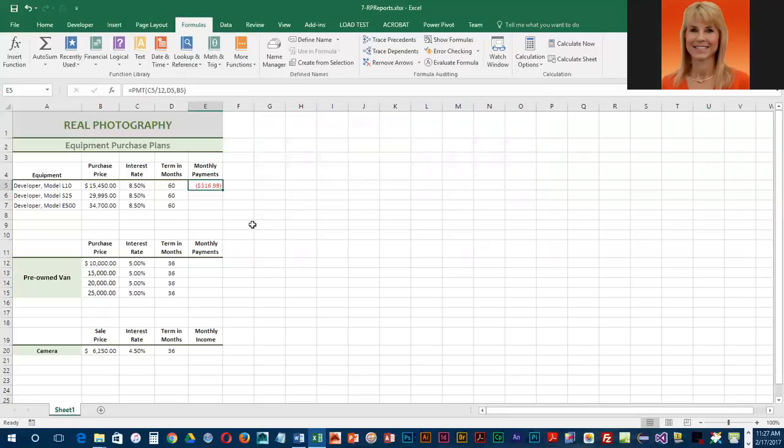And payments are an expenditure, which is why you are seeing them in parentheses. This is a negative value. It is money coming out of your pocket. Okay, and the formatting for that cell displays negative values in parentheses. And what we're going to do is use our fill handle and copy that down so we can get the payments for these different models and compare the difference.